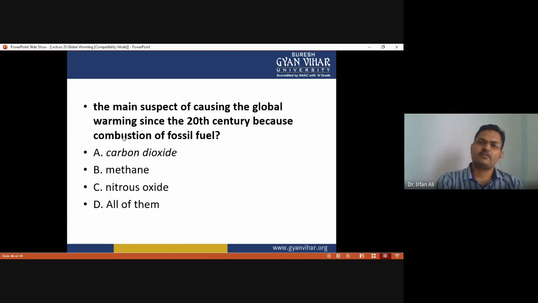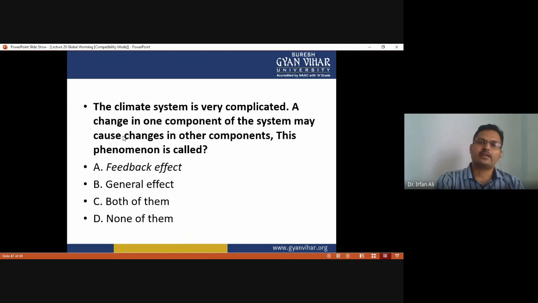The main suspect of causing global warming is carbon dioxide, so option A is correct. And the climate system is very complicated. A change in one component of the system will change the other component. This phenomenon is called feedback effect. There are two types of feedback effect. If the response increases, that is called positive feedback. If it decreases, it is called negative feedback.